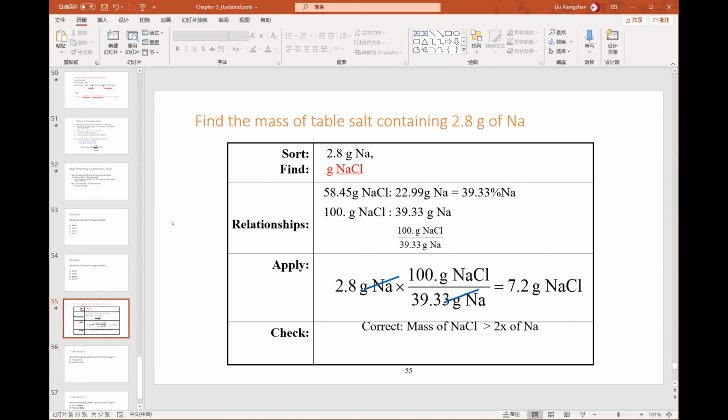So the factor is 100 grams of sodium chloride and 39.33 grams of sodium, and we apply them together. Because we want to find the mass of sodium chloride, we need to put the sodium underneath. So 2.8 grams of sodium times 100 grams of sodium chloride divided by 39.33 grams of sodium. And the final answer is 7.2 grams of sodium chloride.